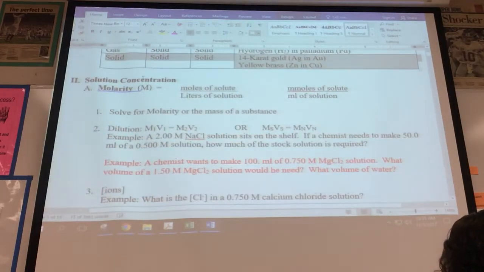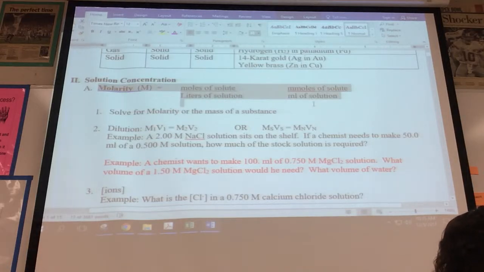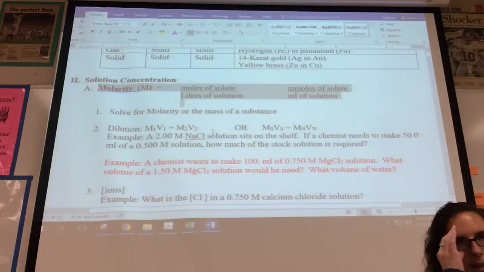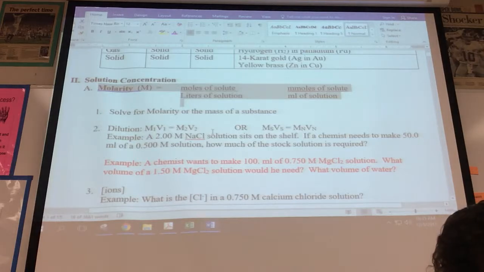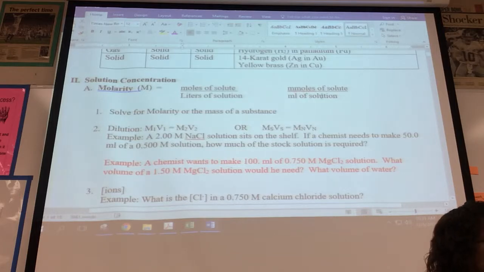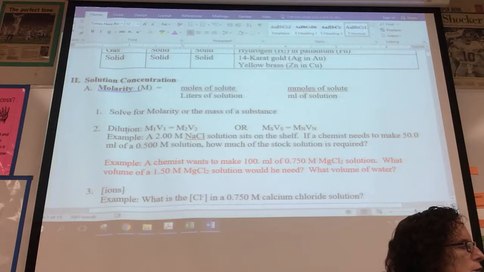To represent concentration, the main way we do it is molarity. You have seen this last year, this year, etc. Moles of solute per total volume of solution in liters. At the AP level, we very often do millimoles of solute over mL of solution, especially when you have small volumes. It's just a little bit easier. You should be able to solve for that. I'm not concerned there.